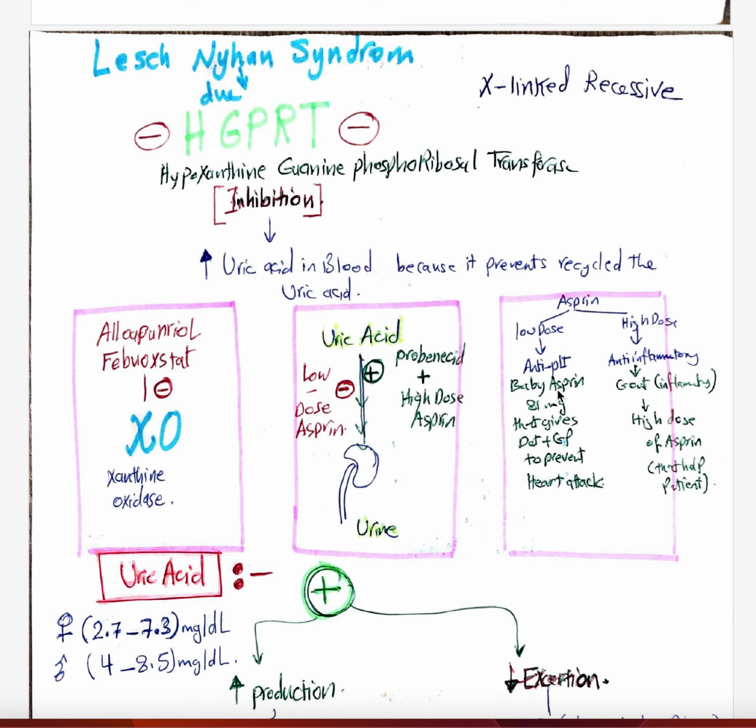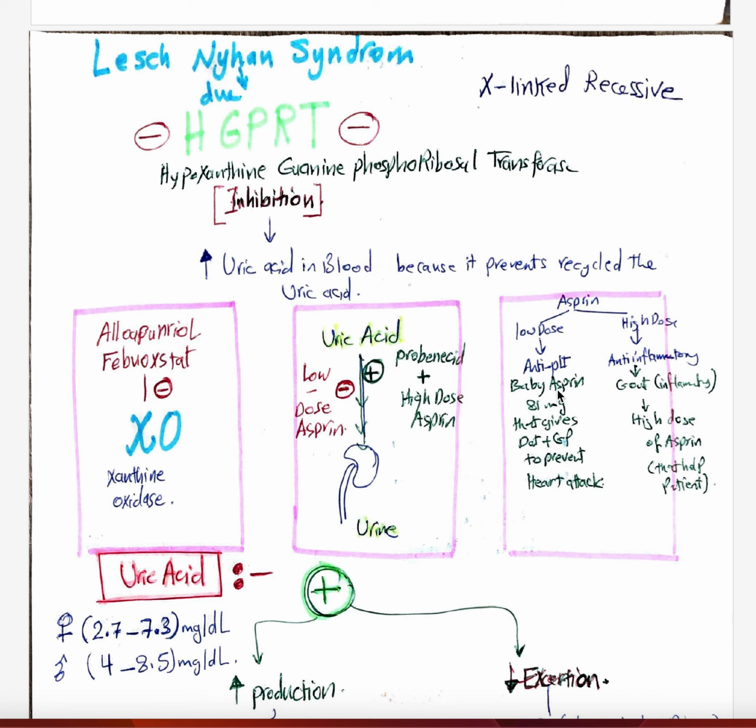When we say baby aspirin, it's a small dose of aspirin, 81 milligrams, and that is given to prevent heart attack, and we give it to older patients. Sometimes we give it to people to avoid colon cancer. So we give low-dose aspirin to patients who may be affected by a heart attack in the future, which is 81 milligrams.